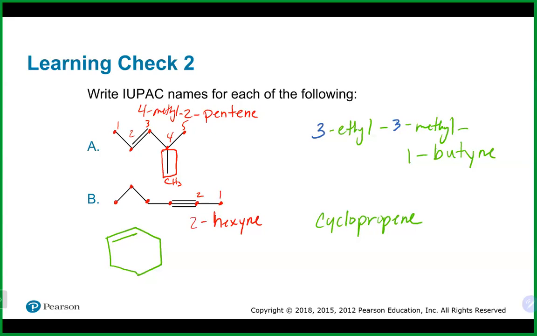Obviously, there's nothing else attached. It's not part of the main chain there, right? Any questions on that one?